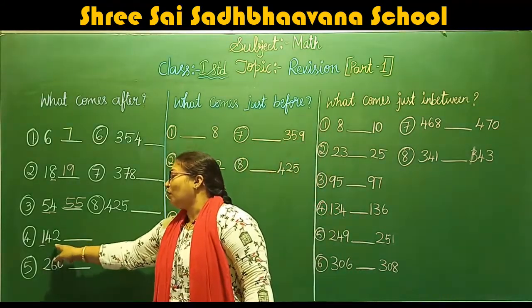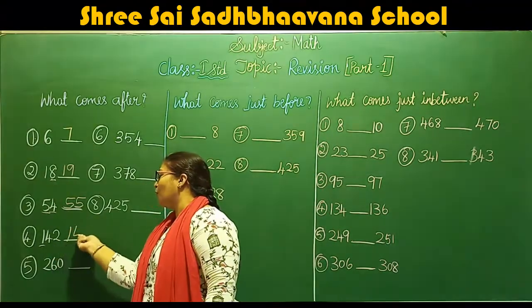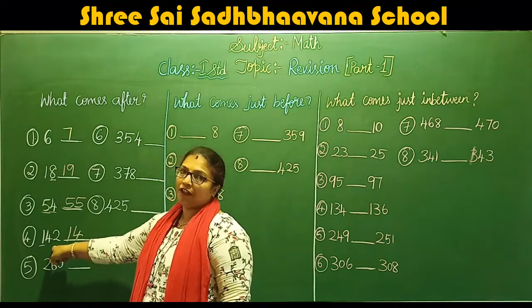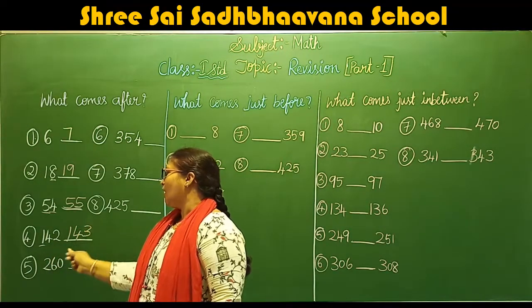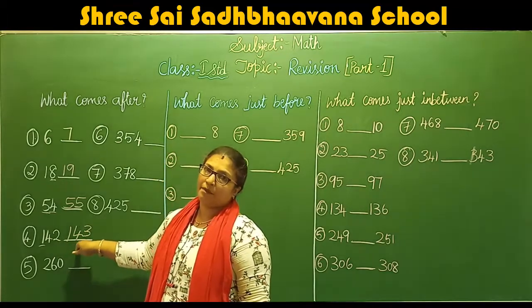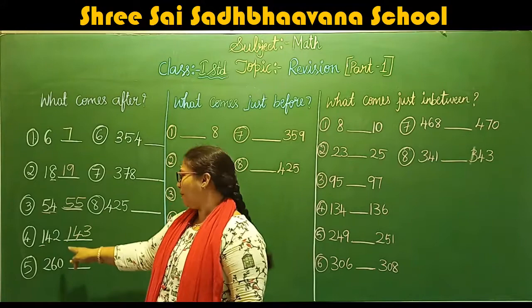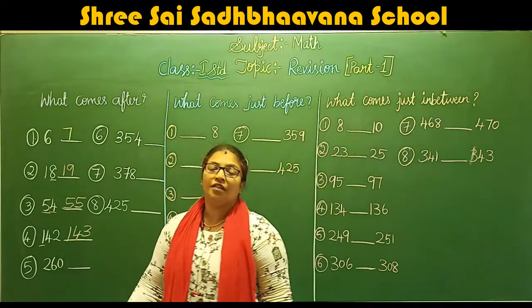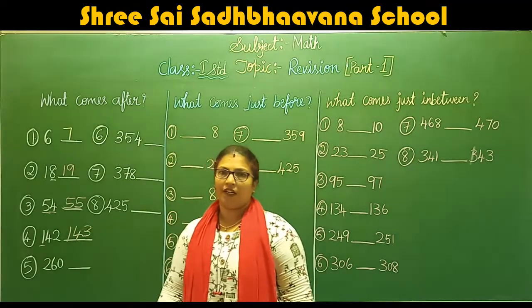So 142 is given. The 1 will be the same. The 4 will be the same. After 2, what is the number? 3. So the after number of 142 is 143.